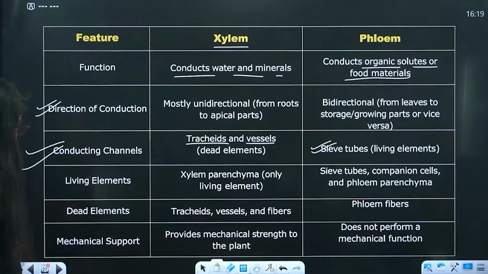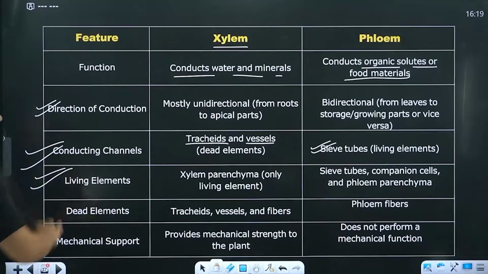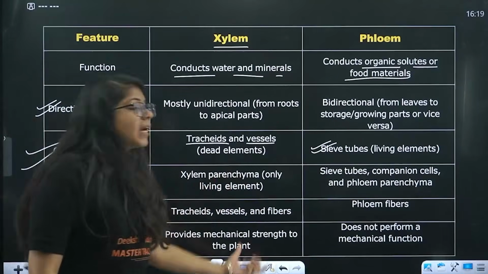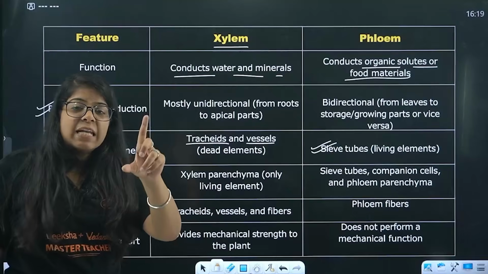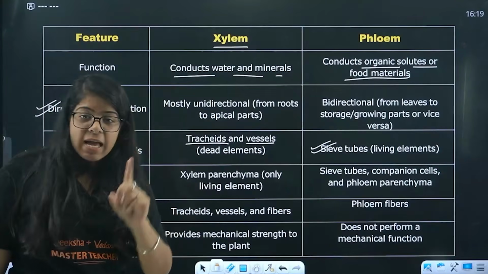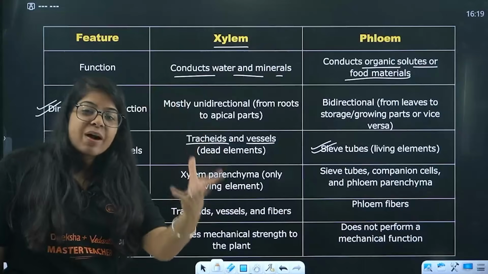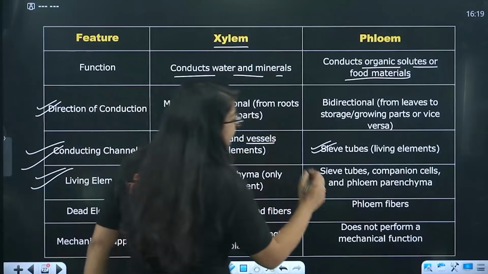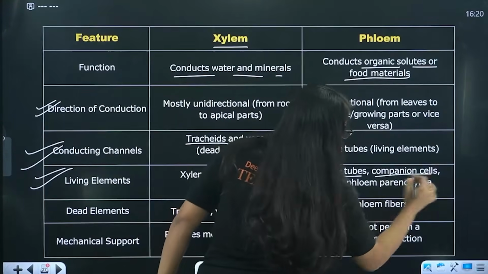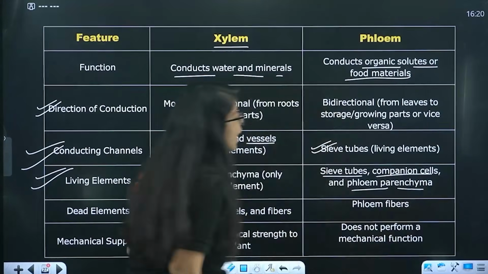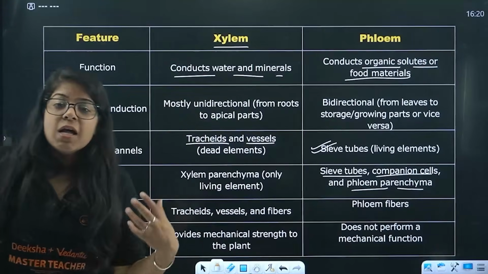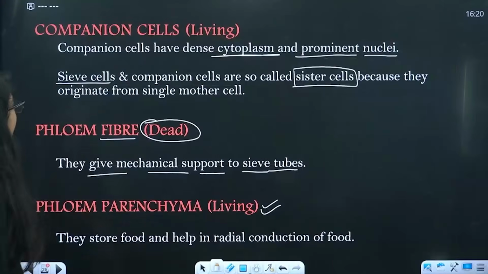Then coming back, living elements: xylem parenchyma is the only living element in xylem, which stores food. That's why it is living. In phloem, the sieve tubes, companion cells and phloem parenchyma are the living part. Which was the dead part? The phloem fiber is the dead part.